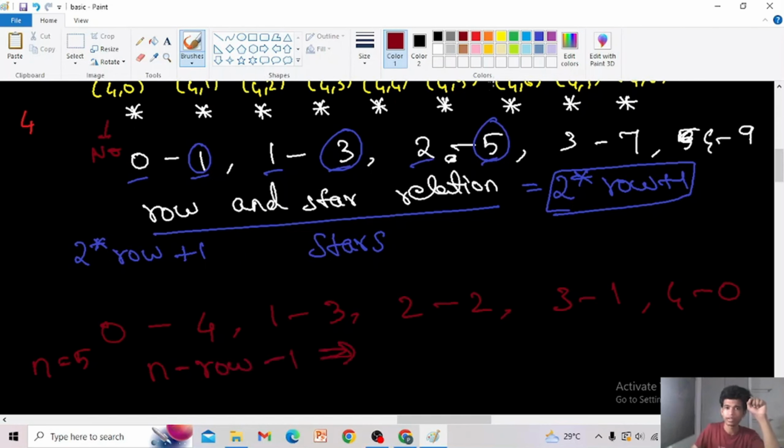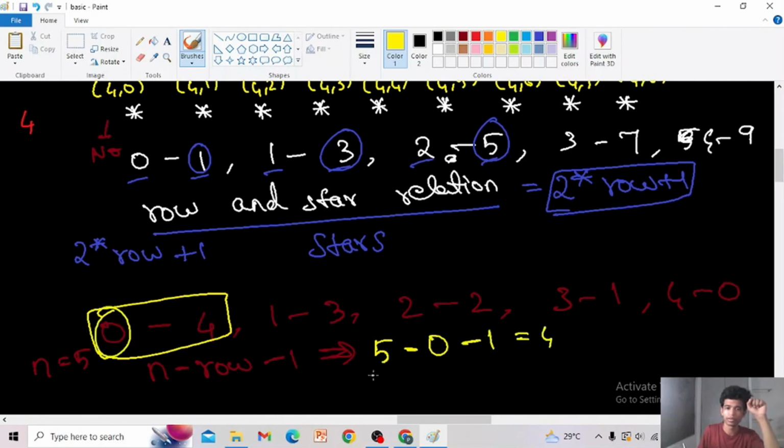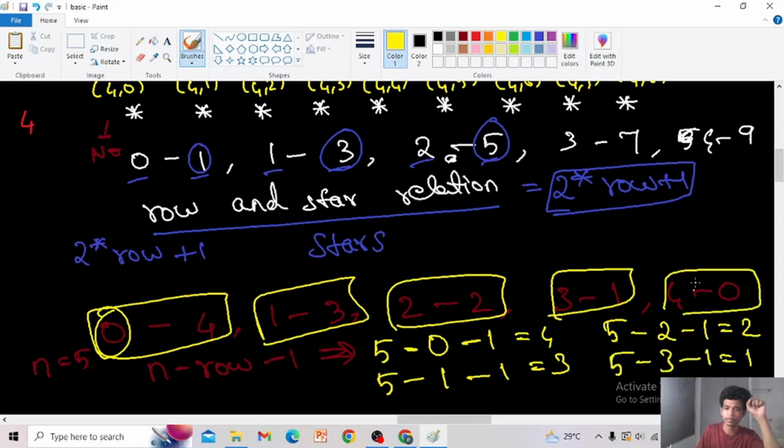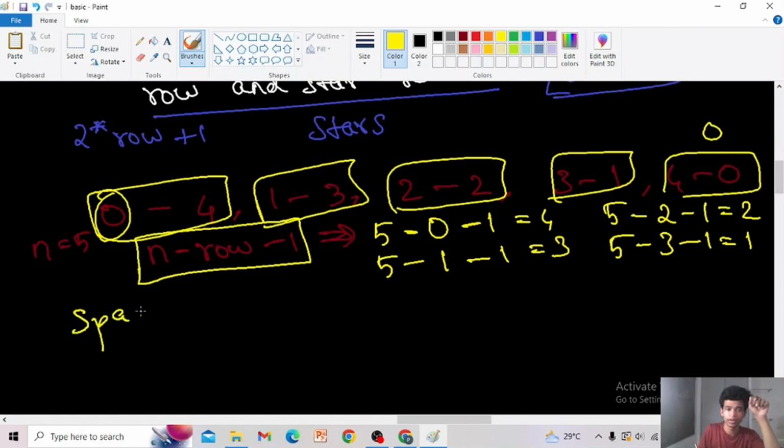Yes, because initially n is 5. Initially n is 5 minus, what is the row here? Row is 0. So 5 minus 0 minus 1 is equal to 4. Again, 5 minus 1 minus 1 is equal to 3. Again, 5 minus 2 minus 1 is equal to 2. Again, 5 minus 3 minus 1 is equal to 1. Again, take this, my value will be 0. Right? So we have found the relationship for the space and the row.